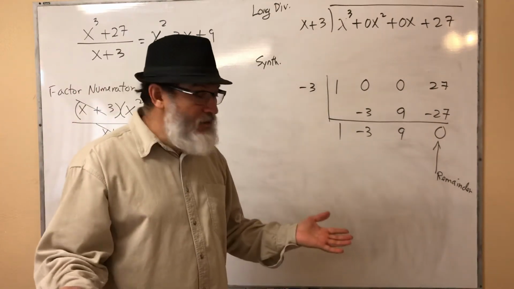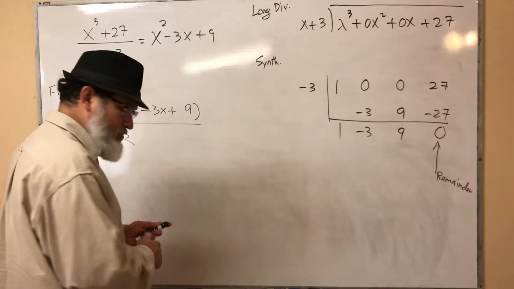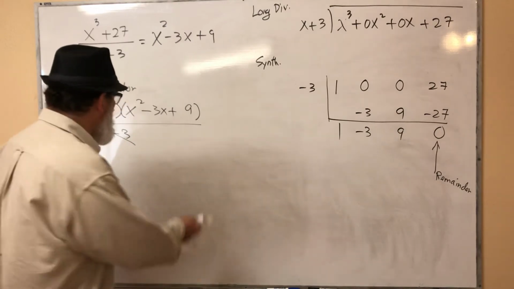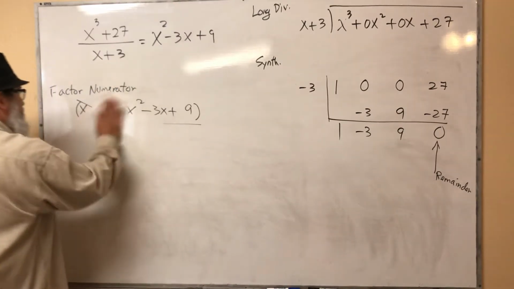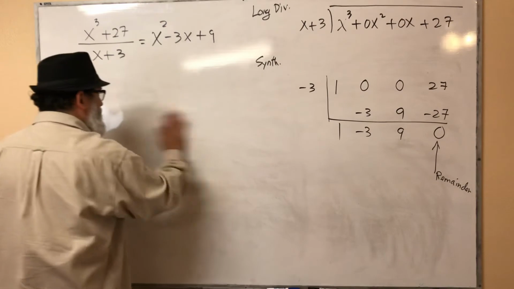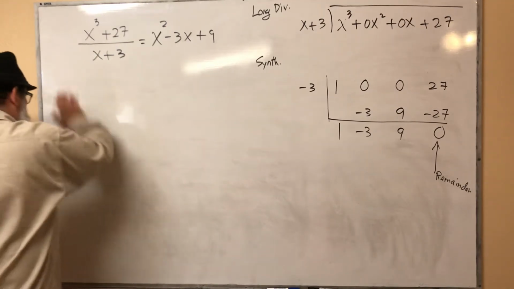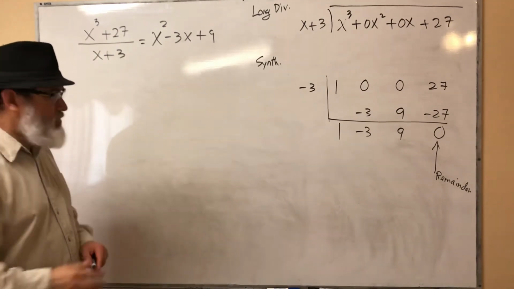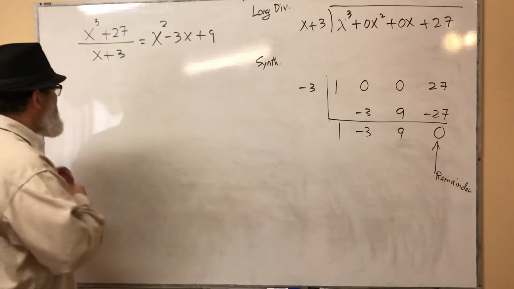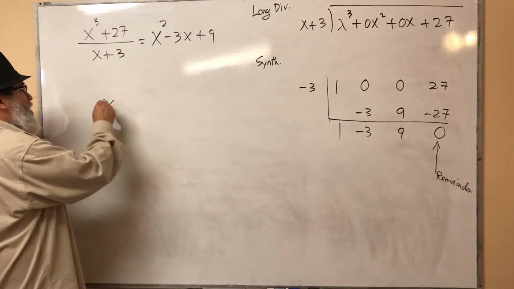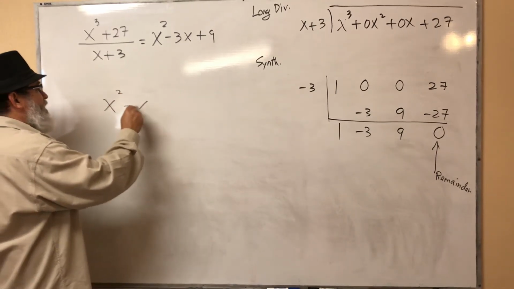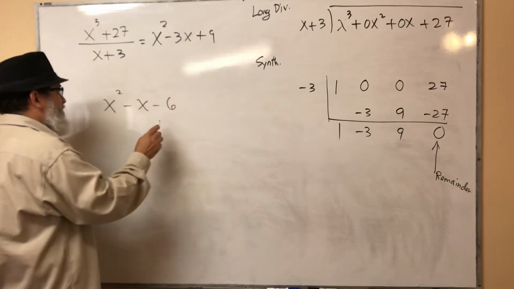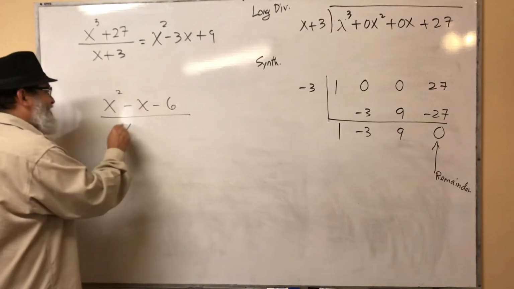We can do it again. Watch this. Let's do another one. And that's going to be a rule. So I'm going to make up one. Watch this. X squared minus x minus 6 divided by x minus 3.